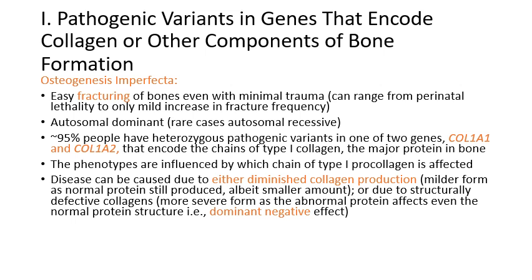Another mechanism of disease is due to structurally defective collagens. So this can be more severe because the structurally defective collagen is actually interfering with the other half, which is the normal protein. So the abnormal protein affects even the normal protein structure. So therefore, even the 50% of normal protein is also being affected. And this is called the dominant negative effect. And usually this is more severe.